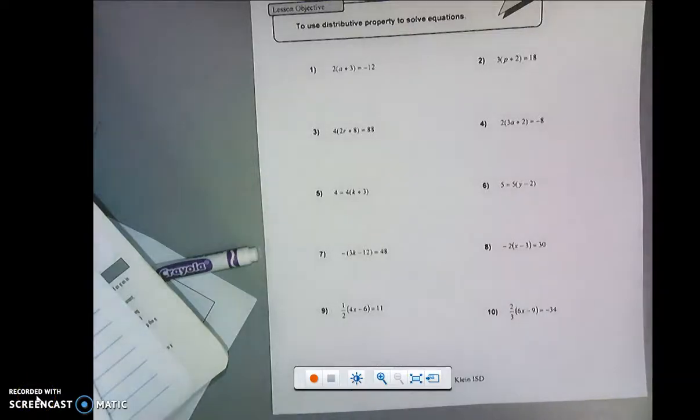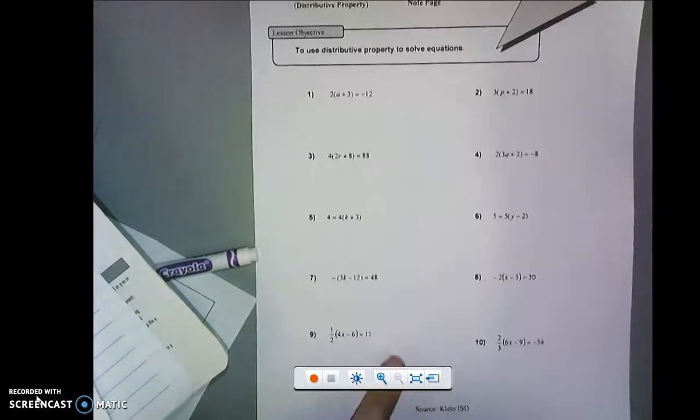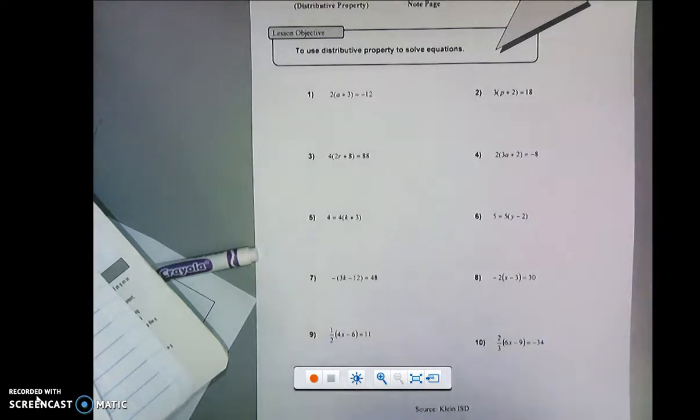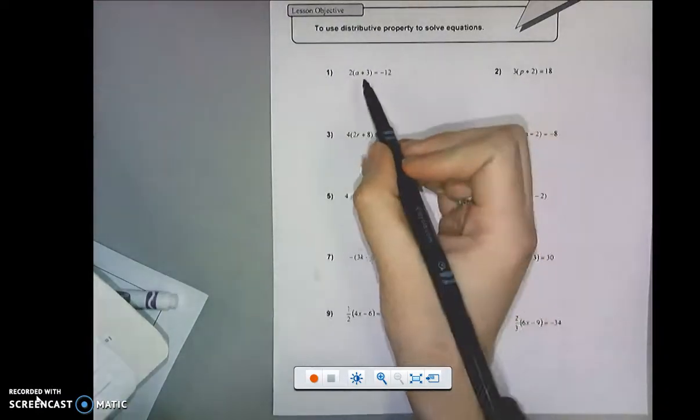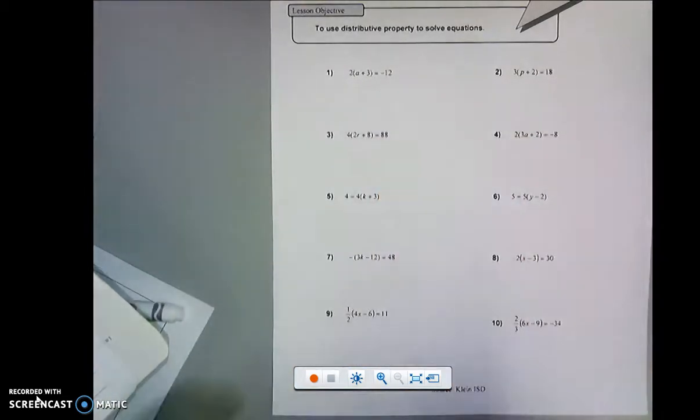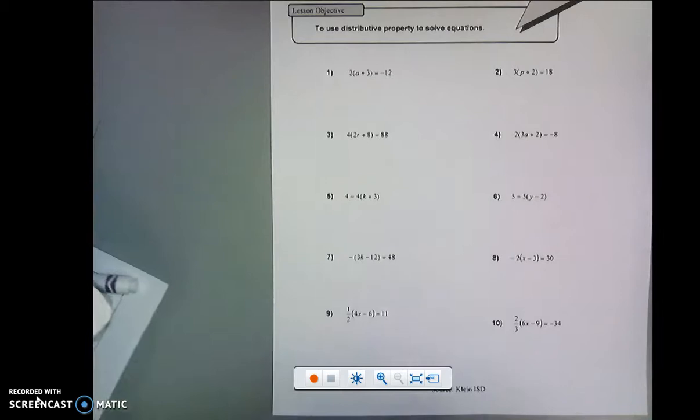Okay, so we practiced the distributive property and we understand what it is. Now we're going to solve equations with it. So our first one, we have 2a plus 3 equals negative 12. I'm going to show you two ways to solve using the distributive property. I'll show you when it's good and when it's bad, but it kind of works.